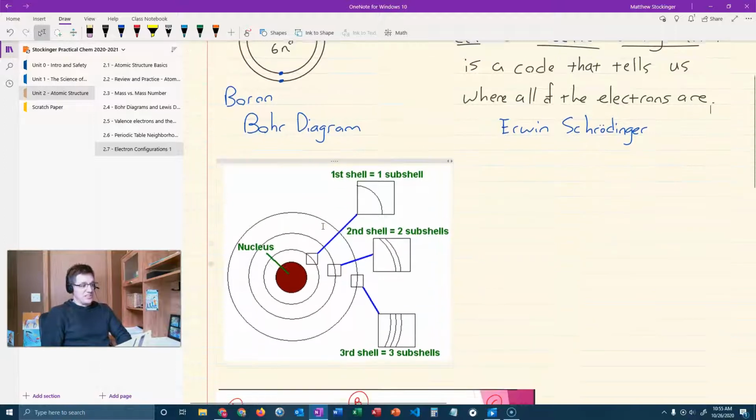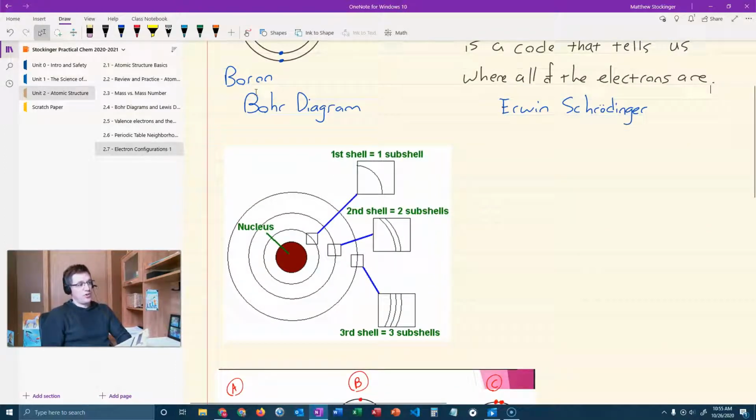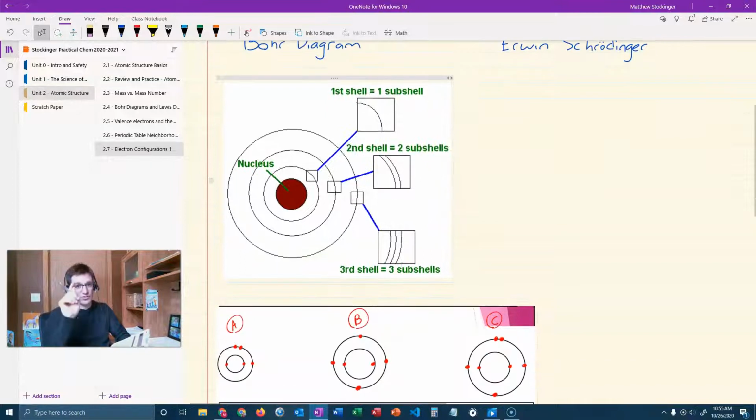I'll give you more details. So Niels Bohr discovered the major energy levels, the shells. But Erwin Schrödinger, when he got into more detailed calculations, discovered that, wait a second, the second shell is actually two subshells that are very close together in energy. The third shell is actually three subshells that are very close together in energy.